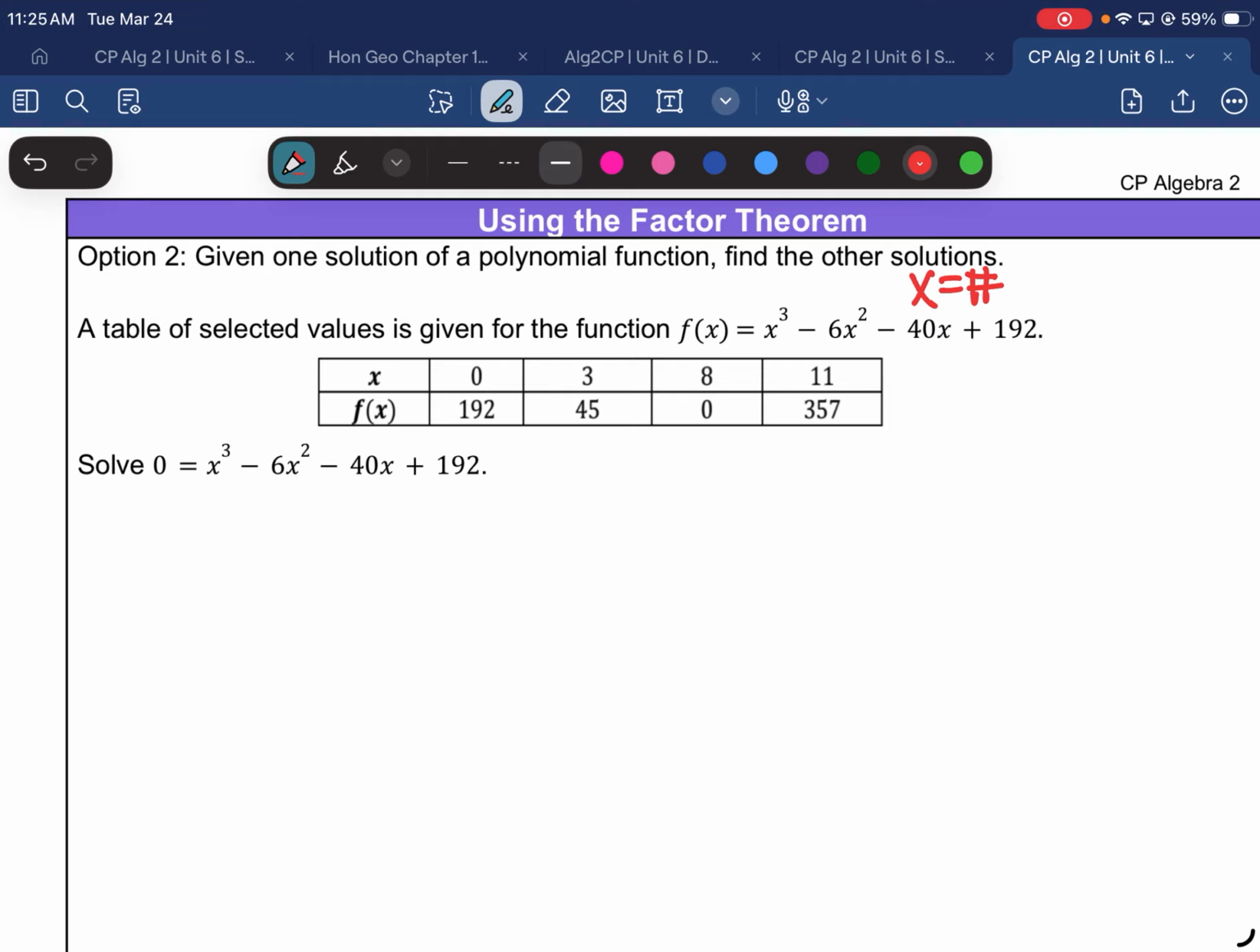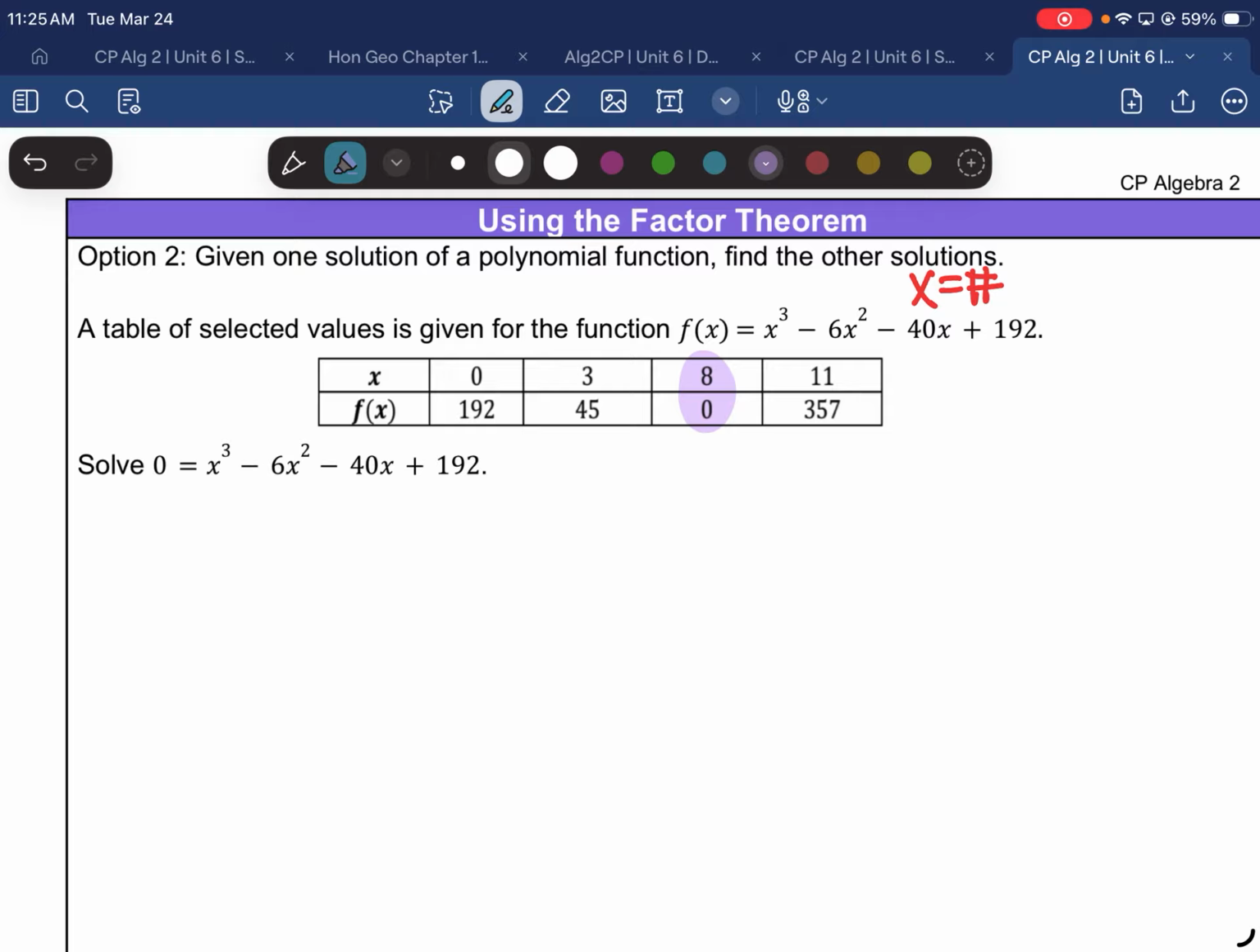Annabelle? The 8, 0. Right? That is where my output is 0. So that is where I want you looking. When you're solving like this, that's always where you're going to be looking, where your output is 0. I have to give that to you or else it's not going to work.